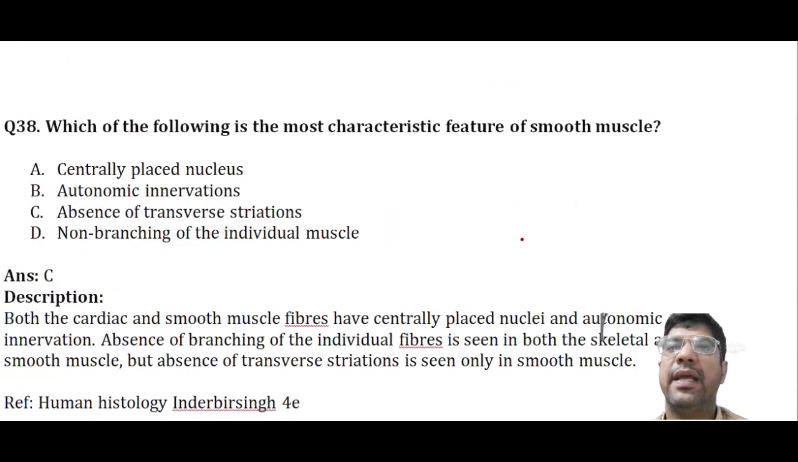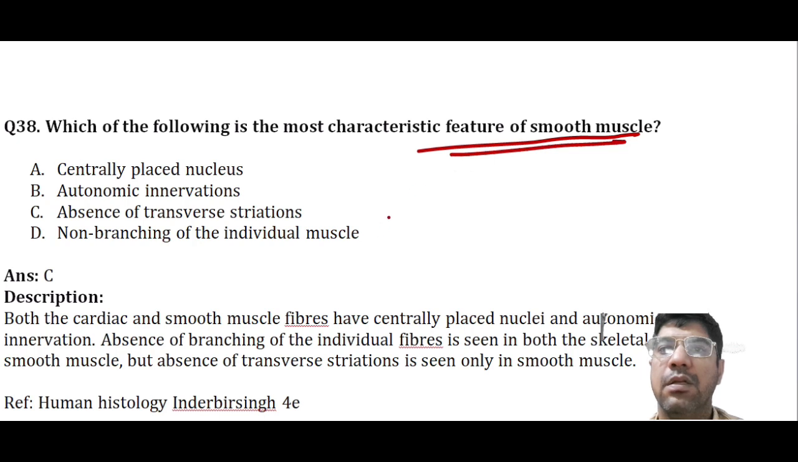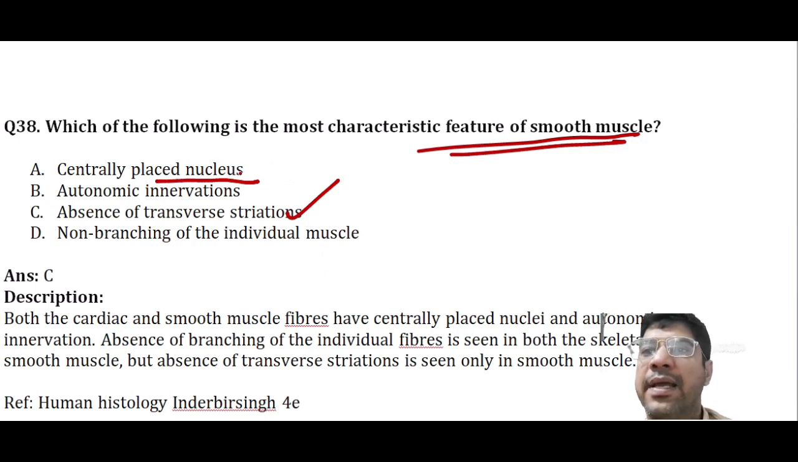Which of the following is the most characteristic feature of smooth muscle? One of the main characteristic features of smooth muscle is the absence of transverse striation. Option A, central plate nucleus. Well, this feature is associated with the cardiac muscle and not the smooth muscle. In cardiac muscle, the nuclei are centrally located, which is the feature that distinguishes it from skeletal muscle.